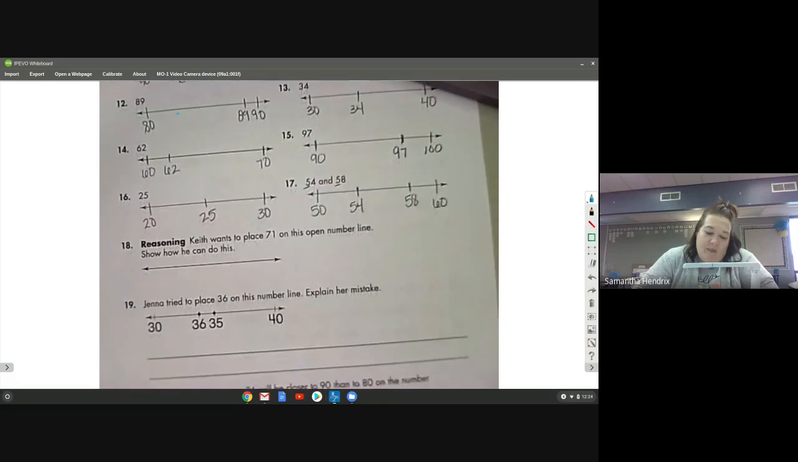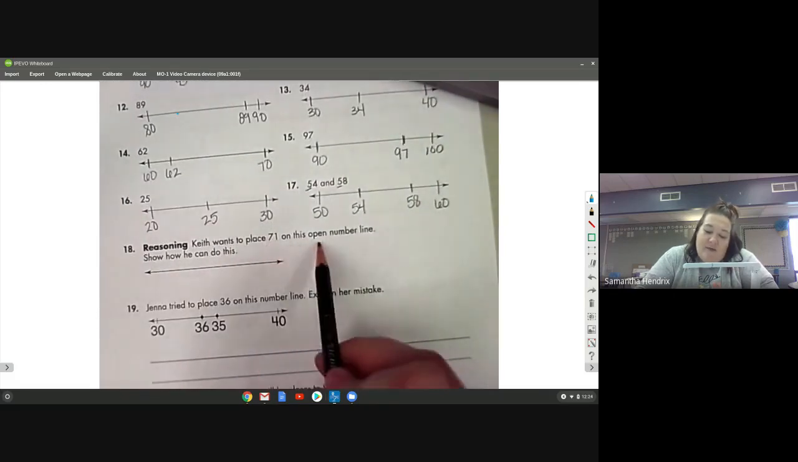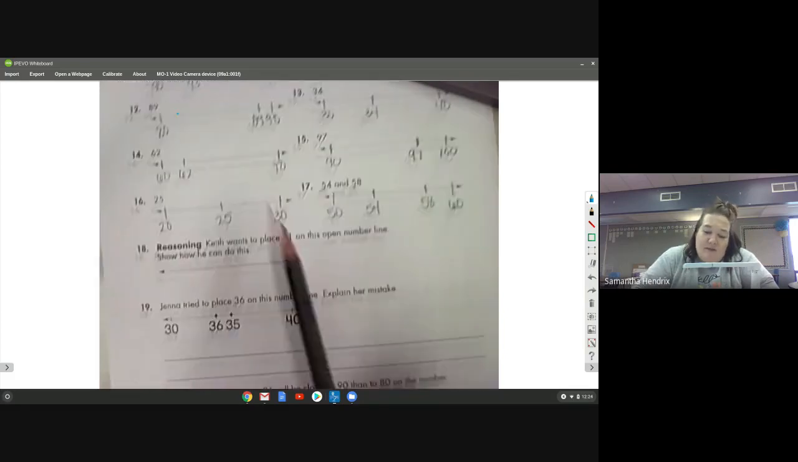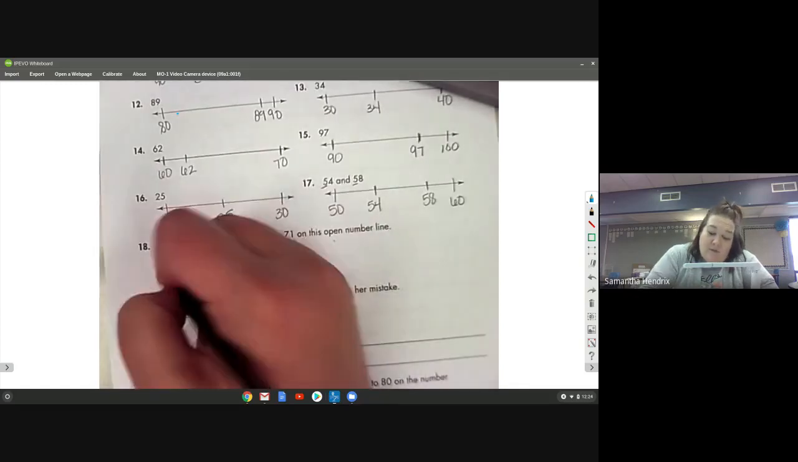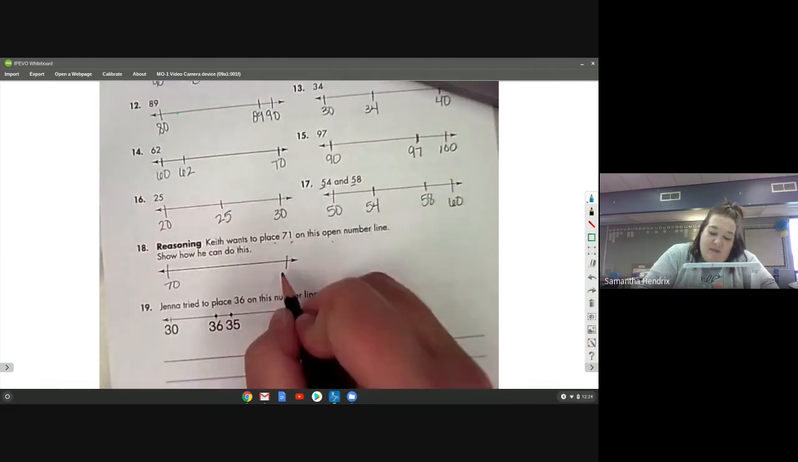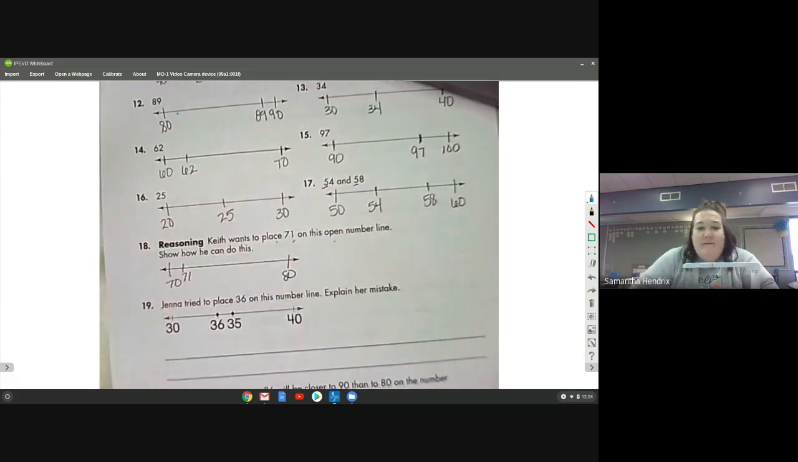Okay? Let's look at 18. Keith wants to place 71 on this open number line. Show how he can do this. Just like we did up here. 71, okay, is going to be what? What's our two 10s? 70 and 80. And 71 is going to be about right there.